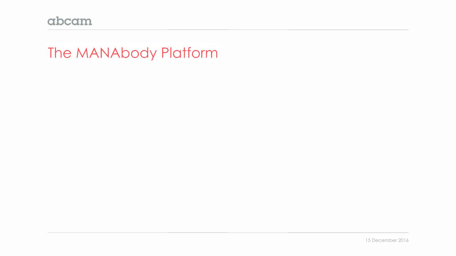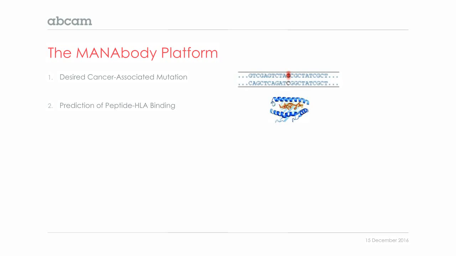So our MANAbody platform consists of a number of steps. First, we have identified common cancer mutations and driver genes, particularly oncogenes. And then we predict which peptides containing those mutations will bind to common HLA alleles. So not all peptides will bind to a given HLA allele. Peptide binding is really dependent on the N and C terminal amino acids in that peptide. And so we use online algorithms to predict if a given peptide will bind to a given HLA allele.